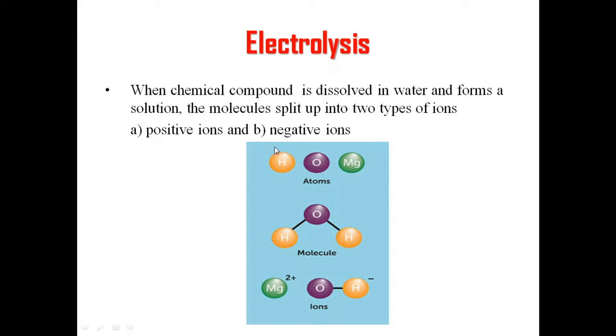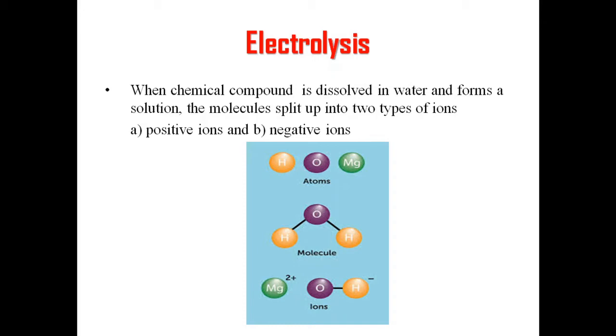Now what happens if two electrodes are dipped into this electrolytic solution, and if I connect those two electrodes to a DC source? Positive ions will move towards the cathode and the negative ions will move towards the anode. So the work is going to take place here. Movement of ions will be there. Positive ions will be attracted towards the cathode and negative ions will move towards the anode.